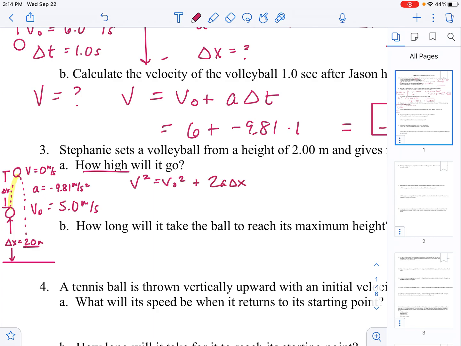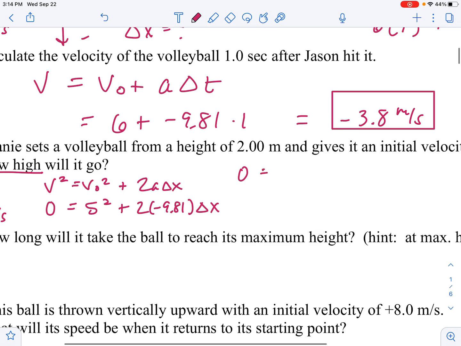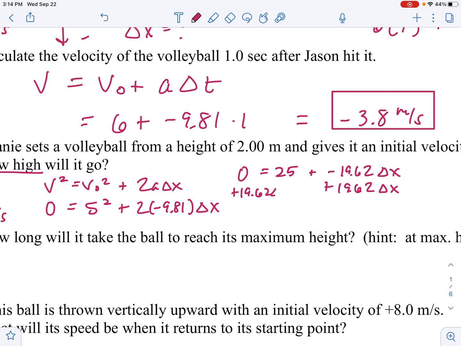And then I'll plug in what I have. So final velocity is 0, initial velocity is 5, acceleration is negative 9.81, and that's delta x. Now when I solve this one, 0 equals 25 plus negative 19.62 delta x. So I would add 19.62 delta x to both sides, and I end up with 19.62 delta x equals 25.